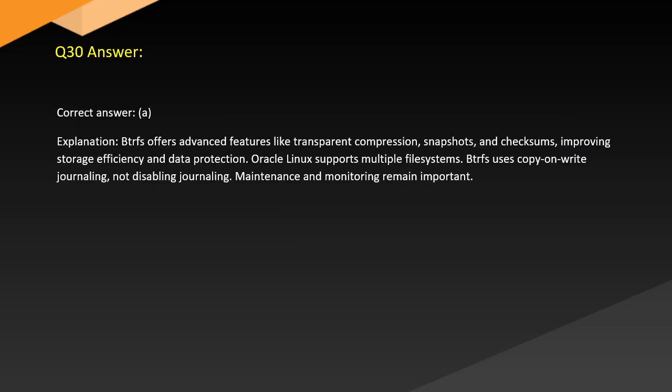Answer. Correct answer: A. Explanation. Btrfs offers advanced features like transparent compression, snapshots, and checksums, improving storage efficiency and data protection. Oracle Linux supports multiple file systems. Btrfs is copy-on-write, not disabling journaling. Maintenance and monitoring remain important.